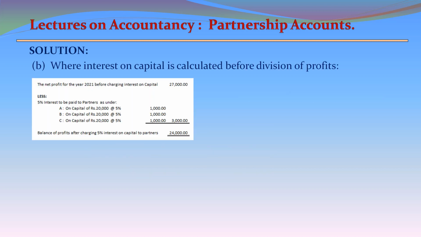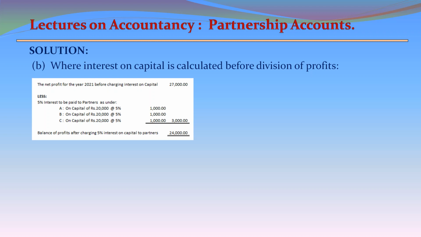B. Where interest on capital is calculated before division of profits. The net profit for the year 2021 before charging interest on capital is 27,000. Less 5% interest to be paid to partners as under: A, on capital of 20,000 at 5%, 1,000 rupees. B, on capital of 20,000 at 5%, 1,000 rupees. C, on capital of 20,000 at 5%, 1,000 rupees. Total 3,000 rupees interest on capital.